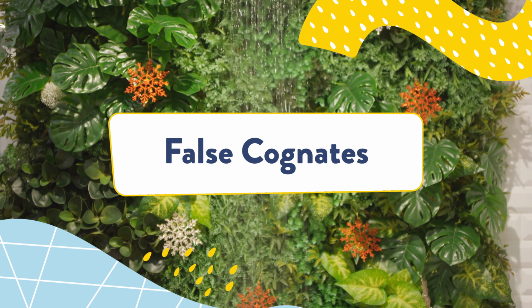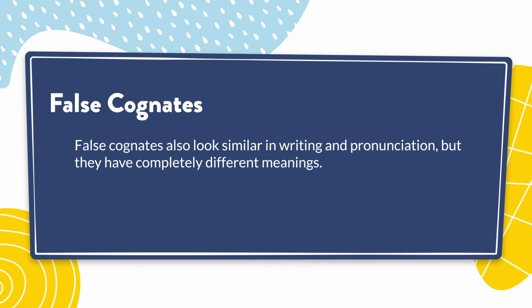Now, we've come to the wicked, tricksy ones, false cognates. If you were thinking so far that cognates seemed far too easy, you were right. False cognates are here to ruin your day. See, until now, we've only looked at English and Spanish words that share the same meaning and look similar, making them super easy to remember. False cognates also look similar in writing and pronunciation, but they have completely different meanings. We're going to outline some of the most common false cognates you should definitely know.